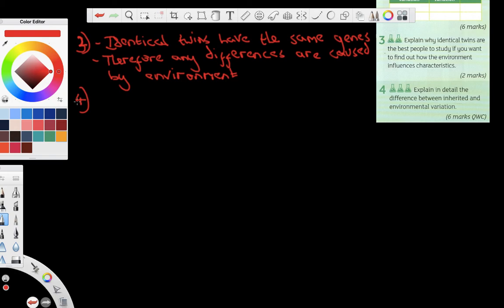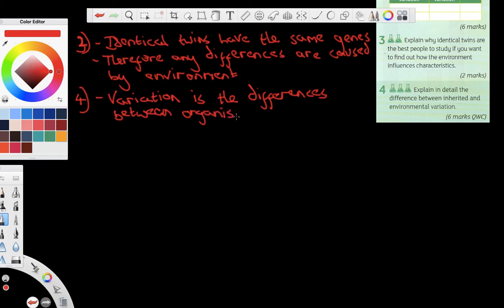So for 1 mark, you needed to say that variation is the differences between organisms in a species. So by defining what variation is, you got a mark. By saying that variation is the differences between organisms in a species, you get a mark.